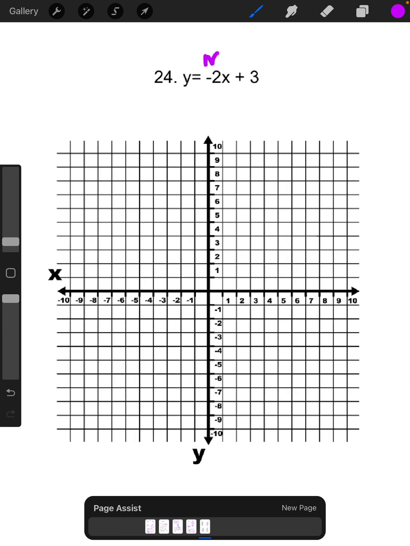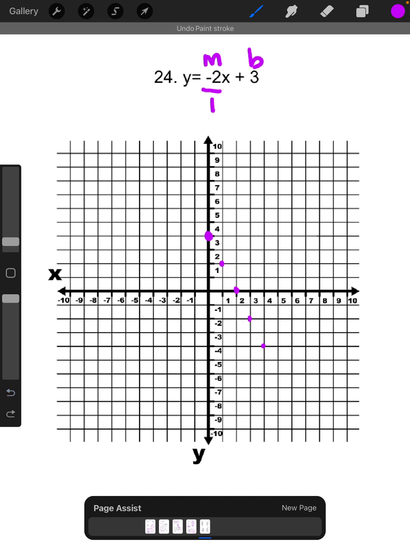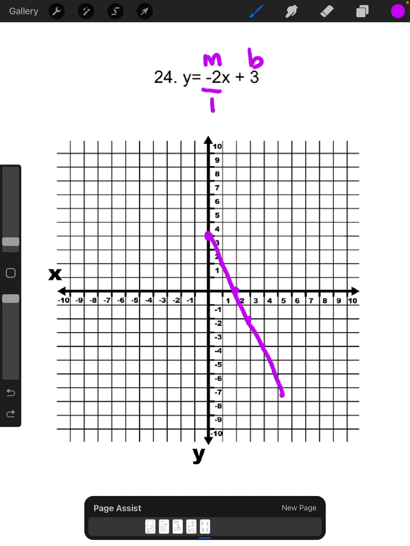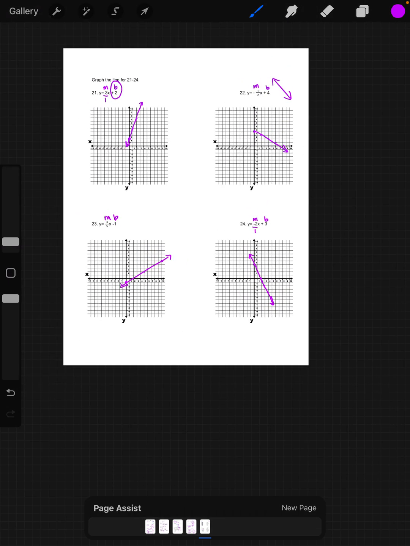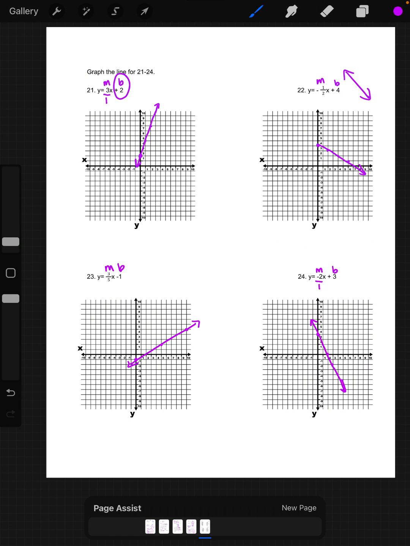All right, and then the last one, I have a slope of -2. I have a y-intercept of +3. I'm going to put a 1 under there just so I don't forget it. So again, my y-intercept is 3. And then my slope is down 2 over 1. And I can do that several times just to make sure my line is pretty straight. And then it wasn't straight. Let's fix that. It's a little better. Okay. And then that is it for the study guide for Unit 2.